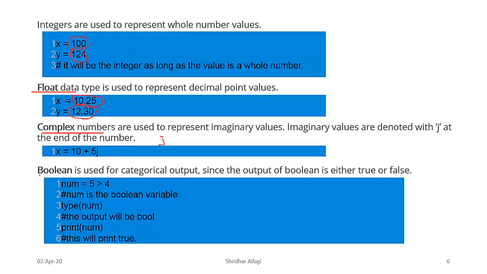Then there is one more type, that is boolean, which is used for categorical output, and the output of the boolean is always either true or false. Now see here, num equals 5 greater than 4. Right here it is false. Sorry, 5 is greater than 4, so it is true. Now type(num), the output will be bool. When I print the value of num, it will print the value True.